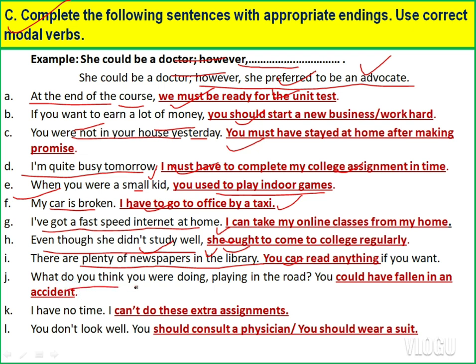What do you think you were doing playing in the road? You could have fallen in an accident. You were playing on the road, you could have had an accident. I have no time. I can't do these extra assignments. And you don't look well. You should consult a physician or even you should wear a suit or new dress. Wear a new dress. So these are the exercises related to modal verbs.